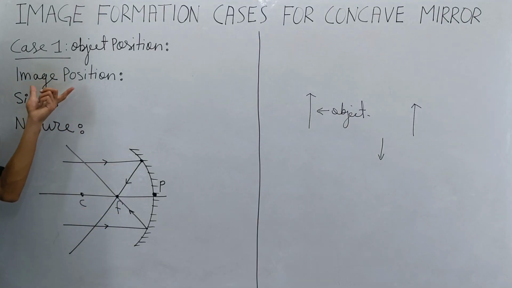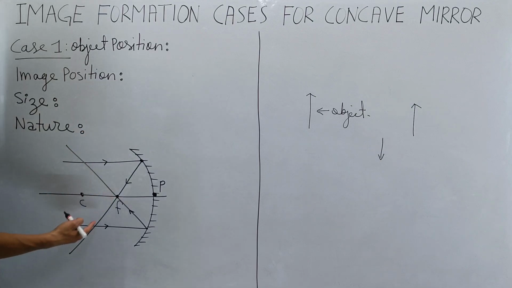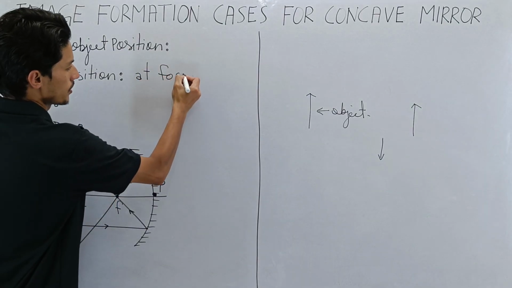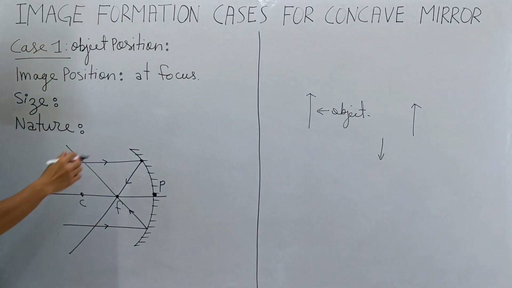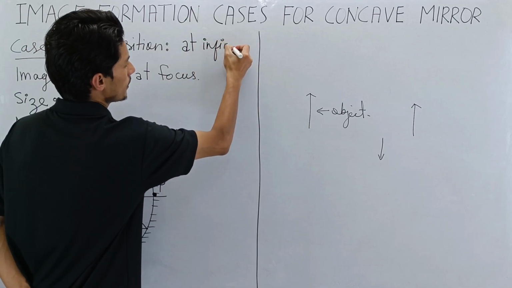So for image position, what do I write? I will write at focus. So here the image is formed at focus. Oh yes, I have not filled up this one yet. So object position, I will write the position of the object here. Where is the object kept in case 1? The object is kept at infinity. Look, my dear students, I have not drawn the object. The object is at infinity. So I'll write at infinity.